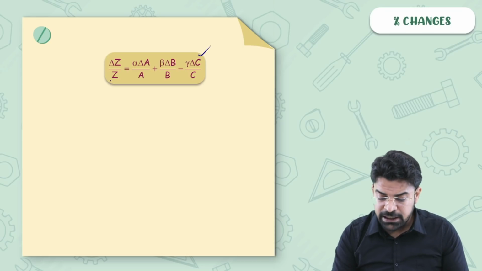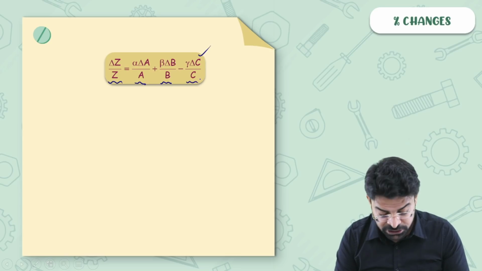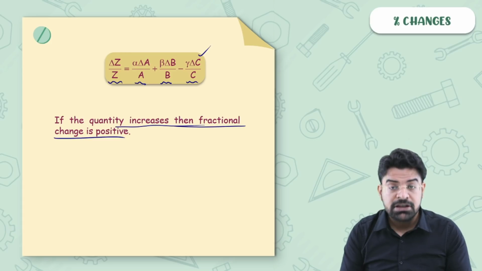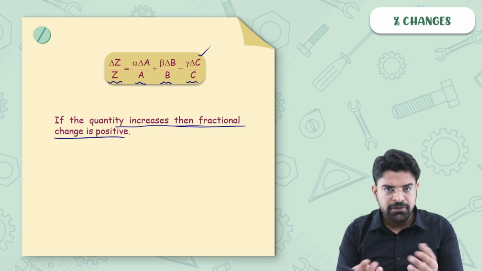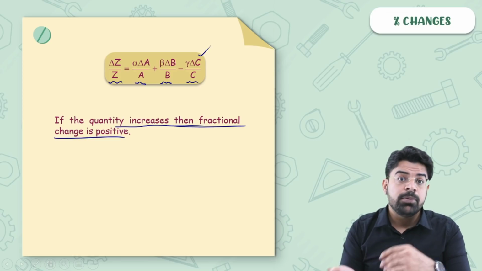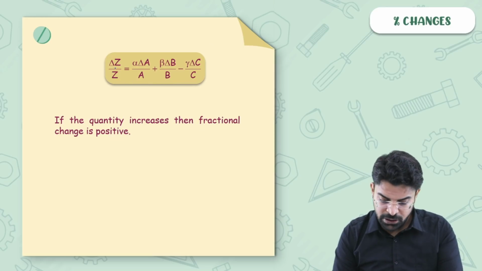We have learned that the fractional change in z equals alpha times fractional change in a plus beta times fractional change in b minus gamma times fractional change in c. If the quantity increases, then the fractional change is positive, right? If a quantity increases, then the fractional change is positive because the final value will be more than the initial value and delta z will be positive.